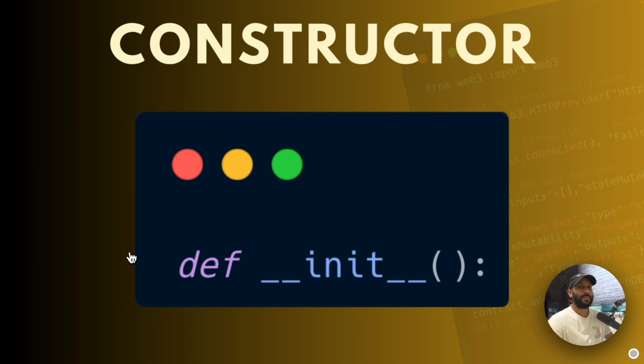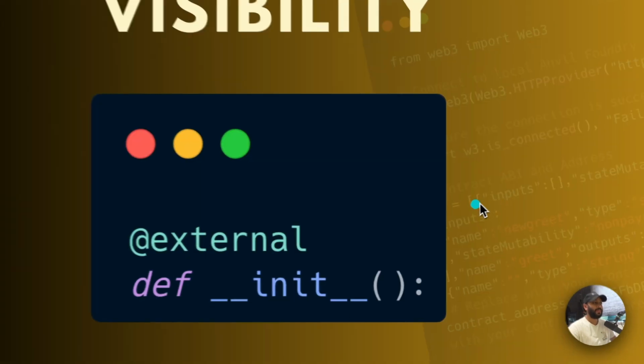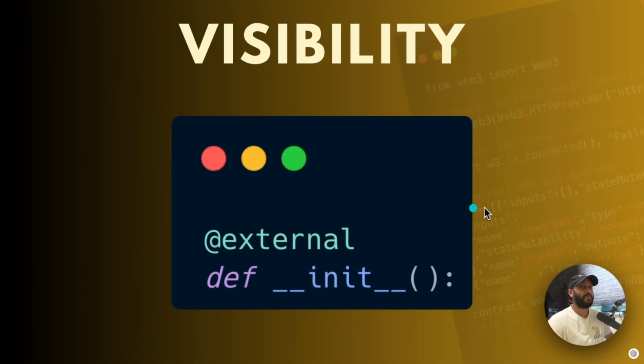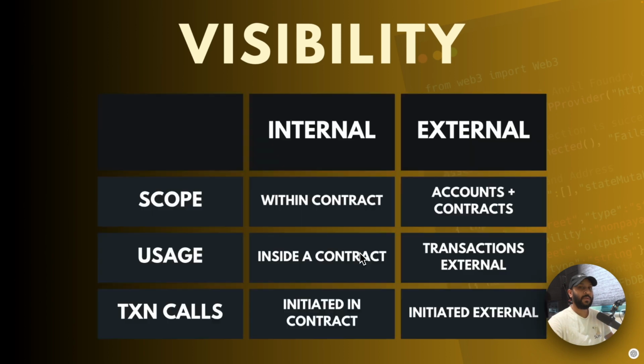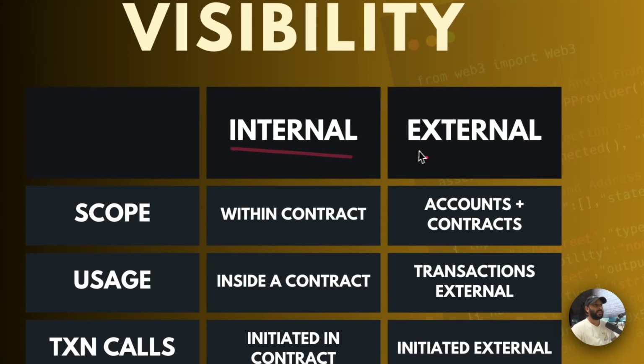Next, let's talk about constructors. A constructor is a special function that only executes once, and that is when we deploy our smart contract. It is always defined in the following way, and you might recognize it from the initializing function of a Python class. Now we will also need to give a visibility to our Vyper functions. Over here you can see external. There are two types of visibilities inside Vyper: internal functions and external functions.